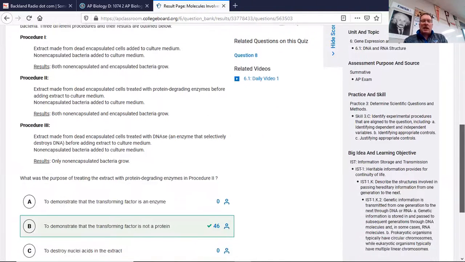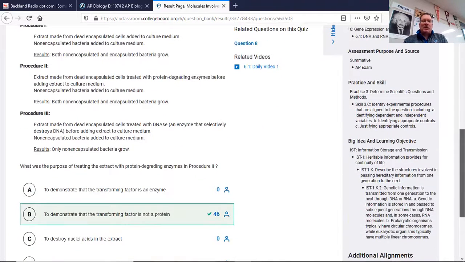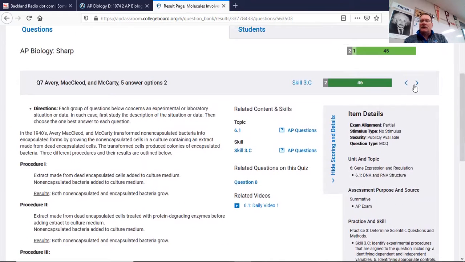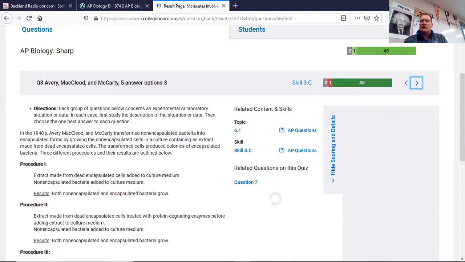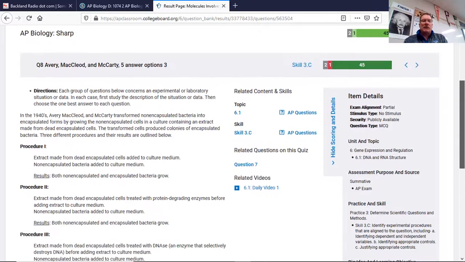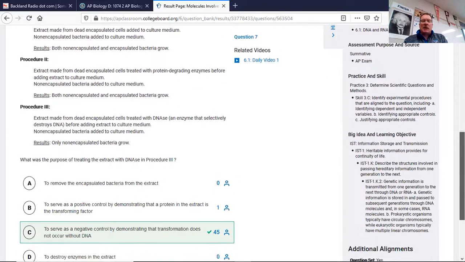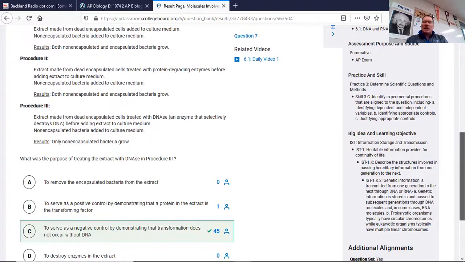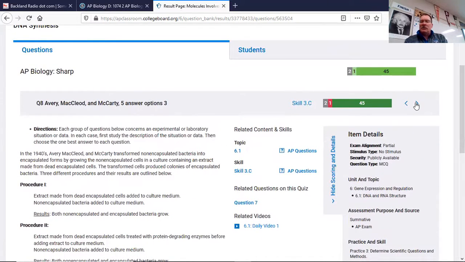The Avery-MacLeod question, again, knocked it out of the park. What is the purpose of treating with protein? Okay. Another Avery-MacLeod, again, knocked it out of the park. What was the purpose? It was a negative control measure.